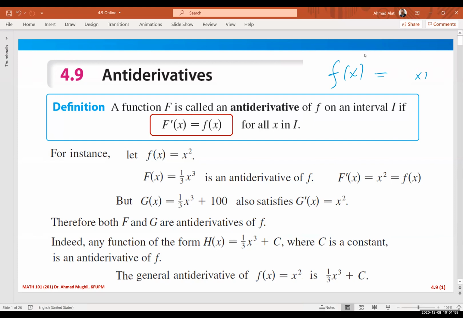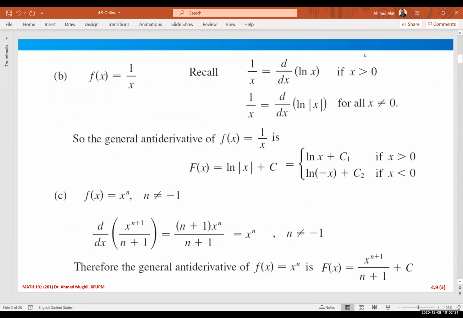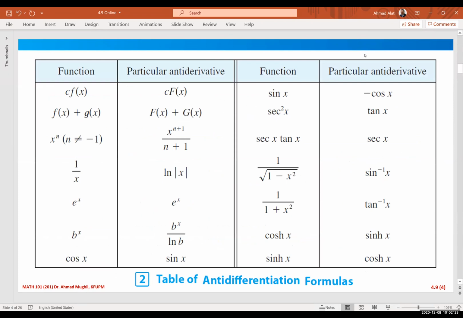So this is the relationship between the antiderivative and the function: the derivative of the antiderivative equals the function itself. And of course, since the derivative of any constant is 0, we can always add a constant. This is what is called the most general antiderivative. It is any antiderivative plus a constant. We have solved these examples in the previous class. This is the most important part that you need to remember, Shabab.